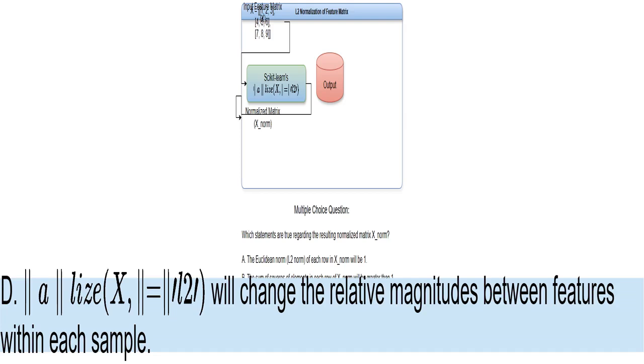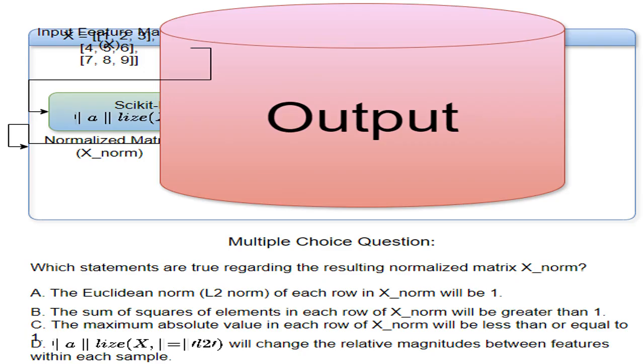This option probes understanding of how L2 normalization affects the relative magnitudes of features within a single sample. Does this type of normalization preserve or change the ratios between features in a given sample? This is the anticipated location of the answer to the multiple-choice question, identifying which statements A through D are true.